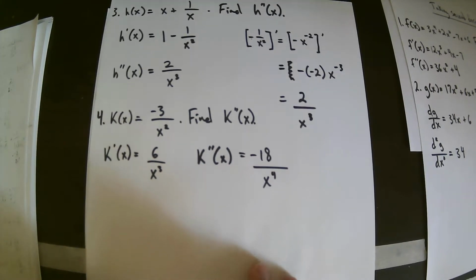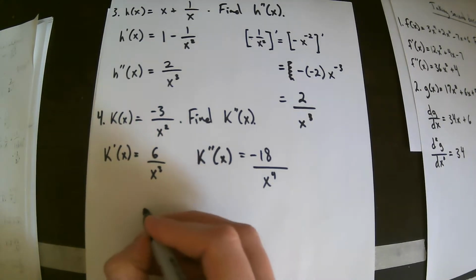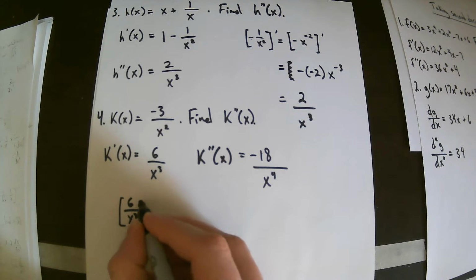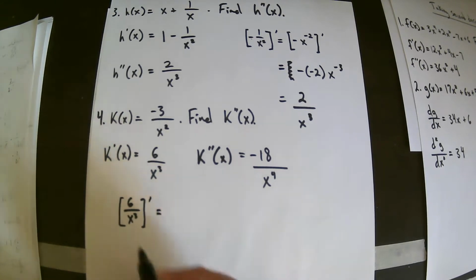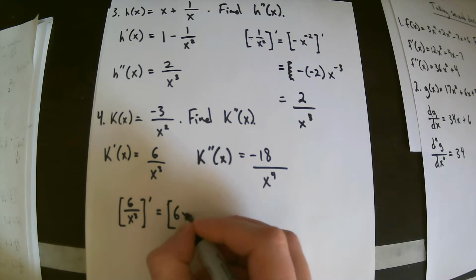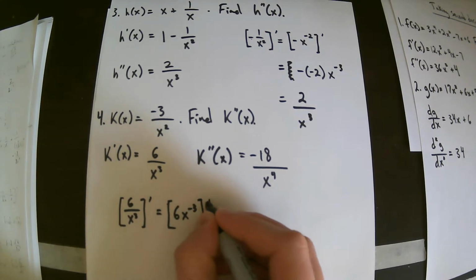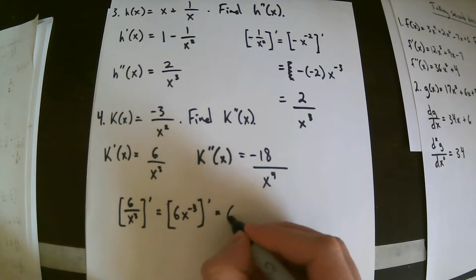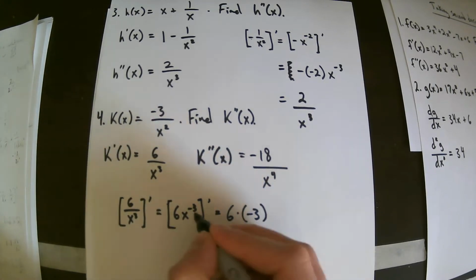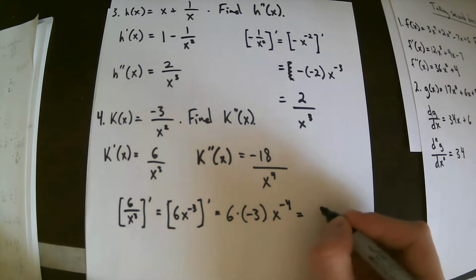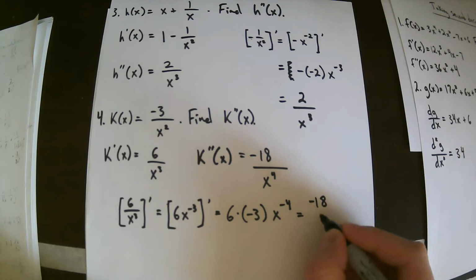So what's happening here is 6 over x cubed, the derivative, is the same as 6 times x to the negative third. Still haven't taken a derivative yet. Now I'm going to take the derivative, so I'll say 6 times, drop that negative 3, take the power down by 1, but that's just the same as negative 18 over x to the fourth.